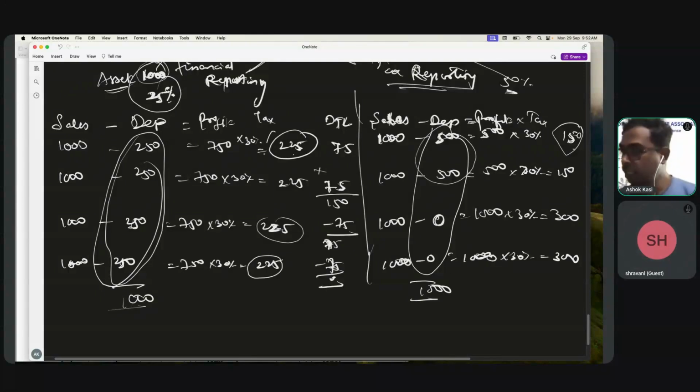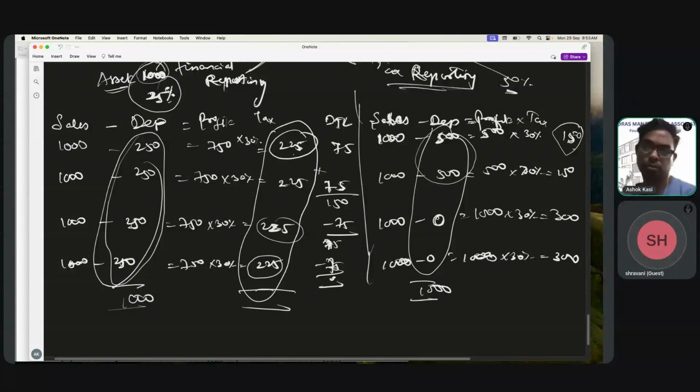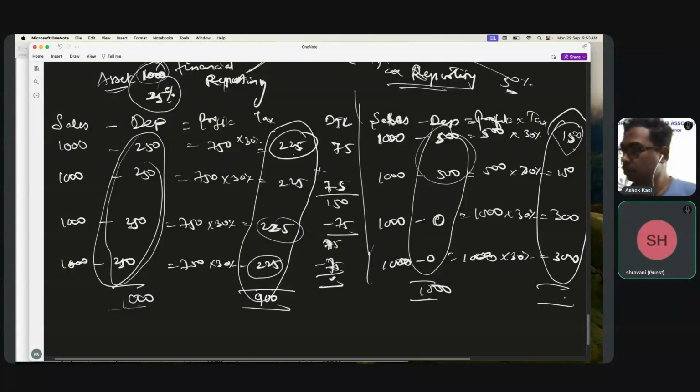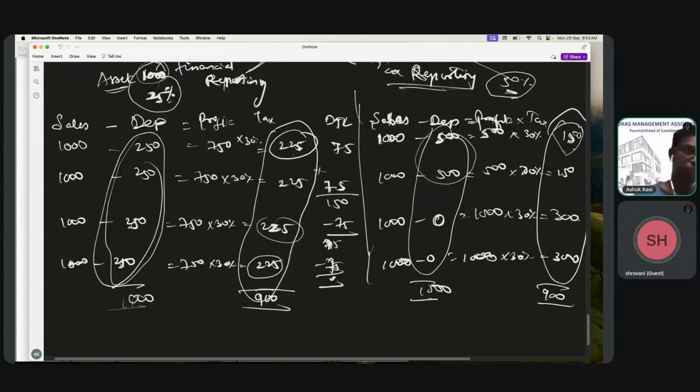How much tax did I pay? Calculate all this. 900. And here, 900. So you see, finally I'm paying the same tax. It is just that, because of the subsidies and all, I'm delaying the payment. Initially I did not pay, later I paid. That is also a benefit for me. So it's like the government said, you don't pay initially, you pay me later.